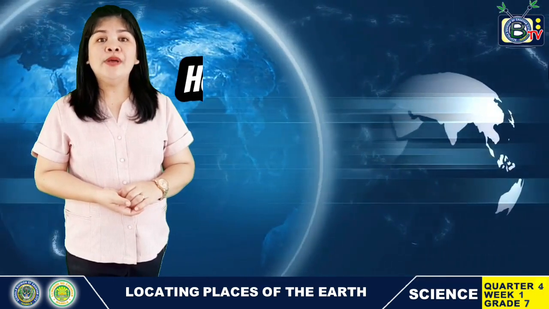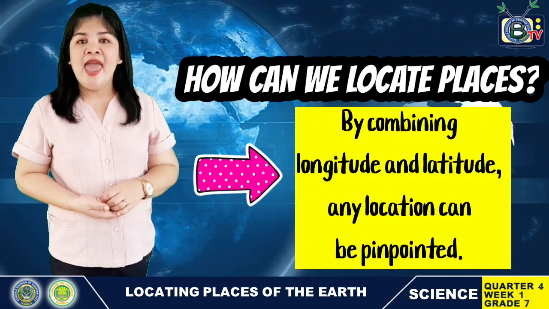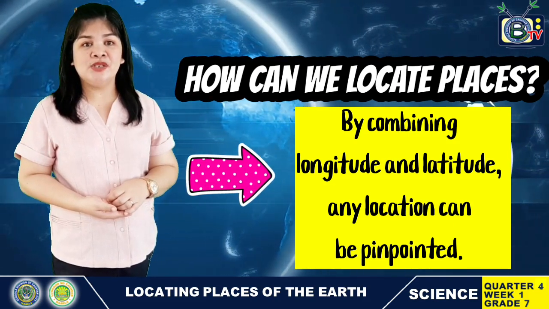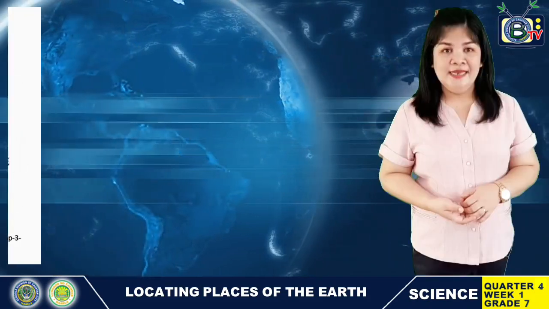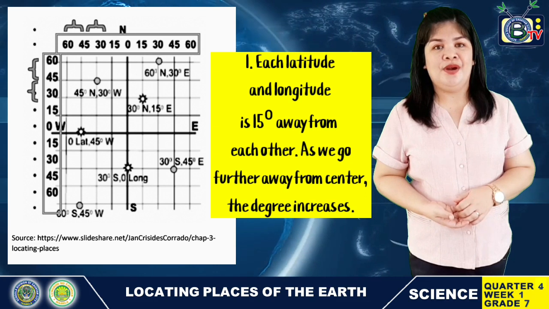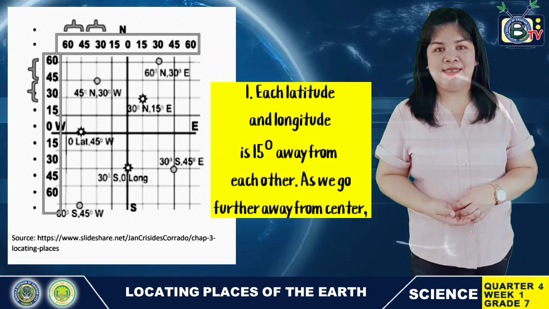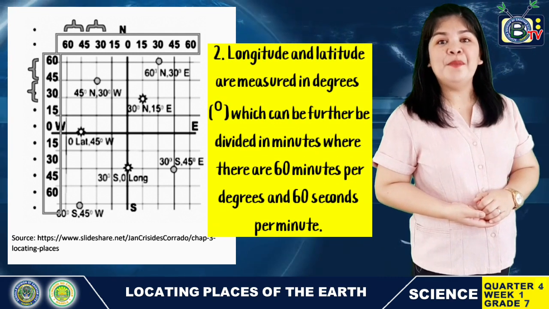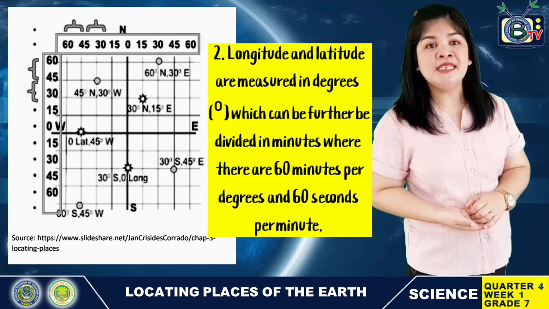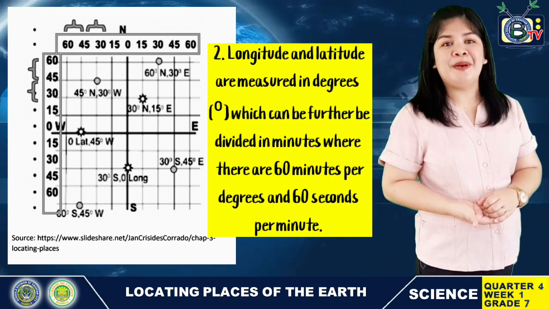Now, how can we locate places? By combining longitude and latitude, any location can be pinpointed. This is how you can locate places using latitude and longitude. Each latitude and longitude line is 15 degrees away from each other. As we go further away from the center, the degree increases. Longitude and latitude are measured in degrees, which can be further divided into minutes, where there are 60 minutes per degree and 60 seconds per minute.